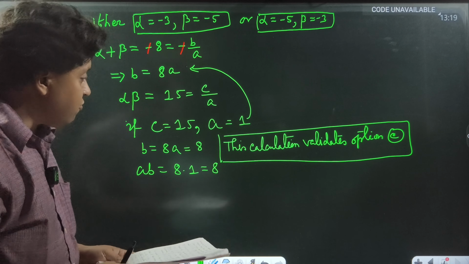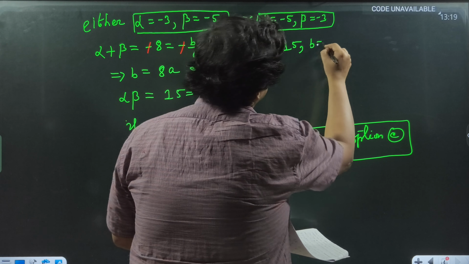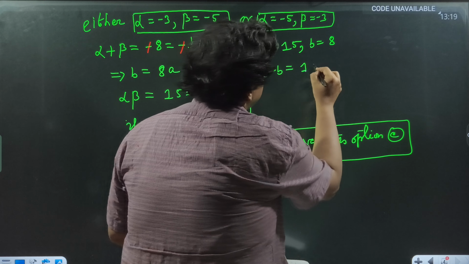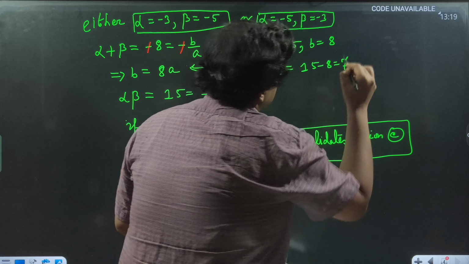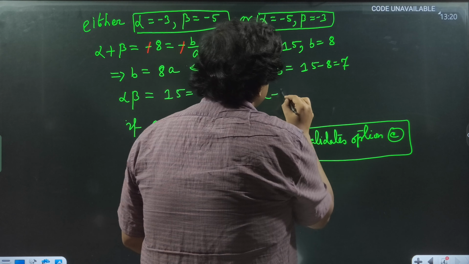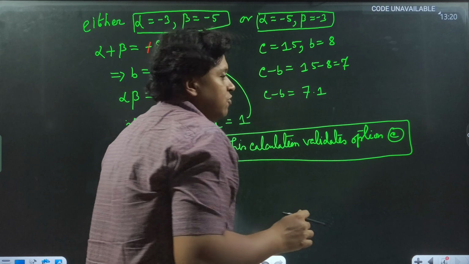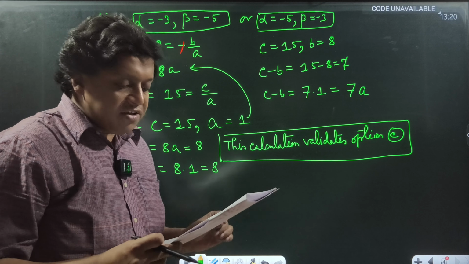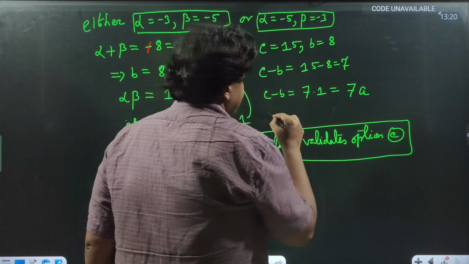Now since C is equal to 15 and B is equal to 8, we should have C minus B equal to 15 minus 8 equal to 7. Now 7 can easily be rewritten as 7 into 1. If you multiply anything by 1, it remains the same thing. But A is equal to 1. So basically C minus B is equal to 7A. That is, C minus B is an integer multiple of A.